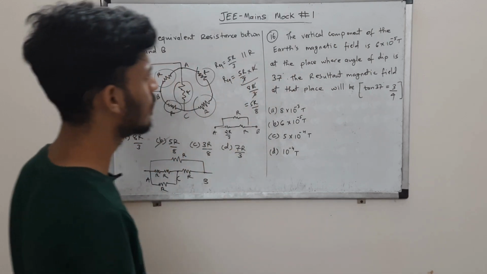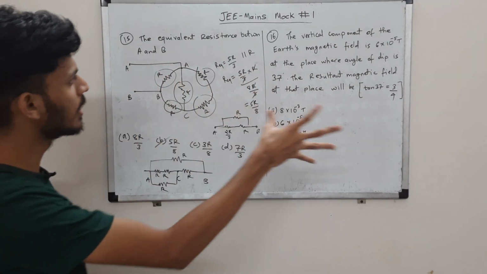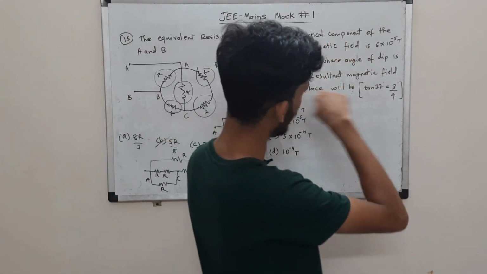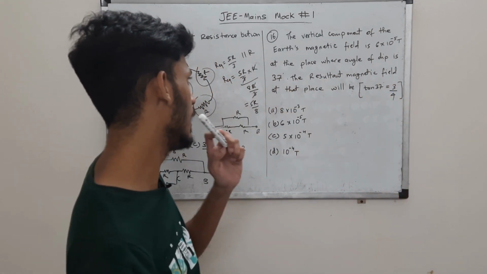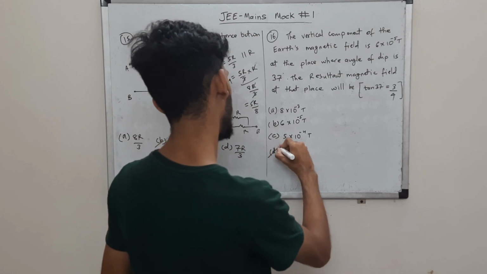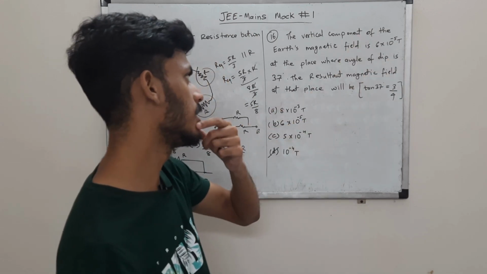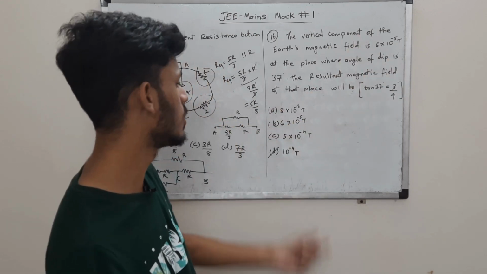Again, I think it's very straightforward and can be easily done. Here you see the triangle of 3, 4, 5, so the answer I guess is 6, 8, 10. So I think 10 times 10 to the power minus 5 should be the answer.